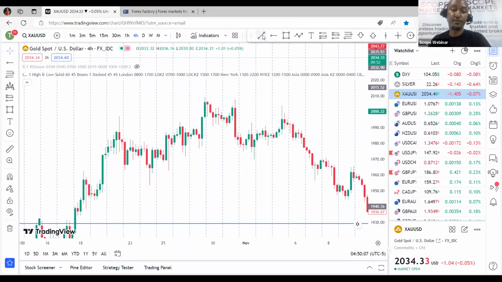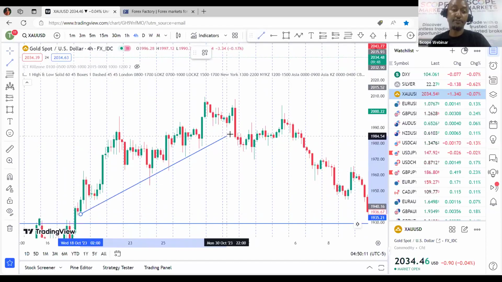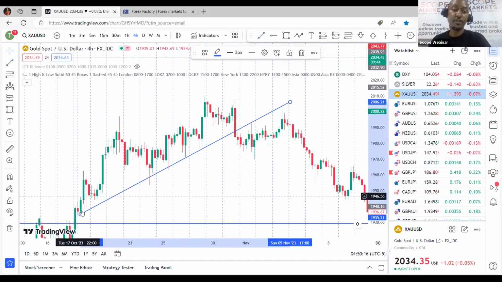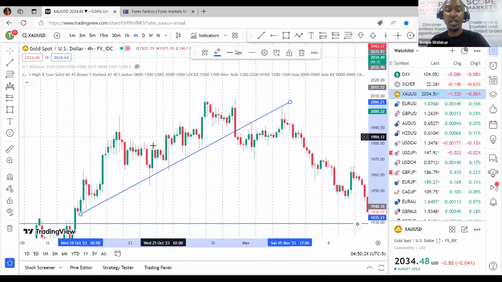At this level, I can see a very nice uptrend. I can see a very nice trend line. So first touch, second touch, that touch, and you can see the price kept on pushing up.